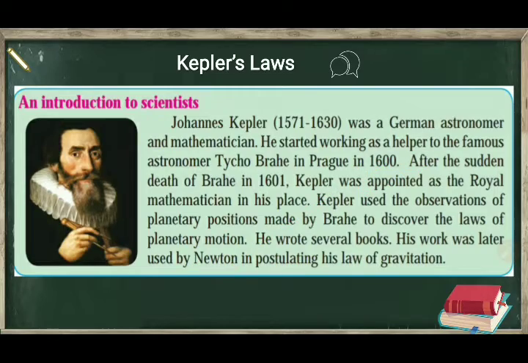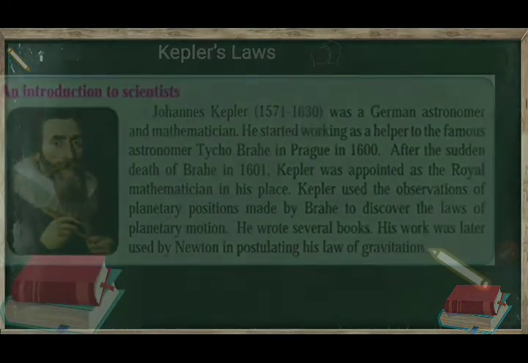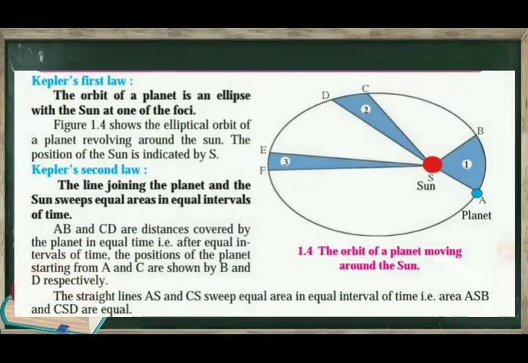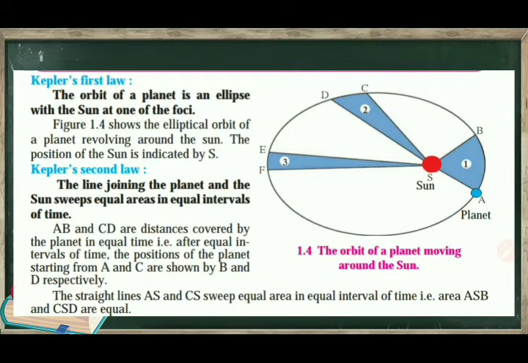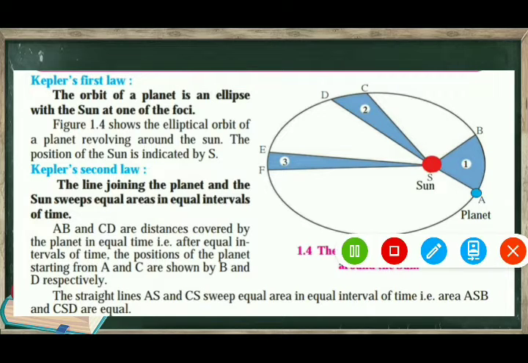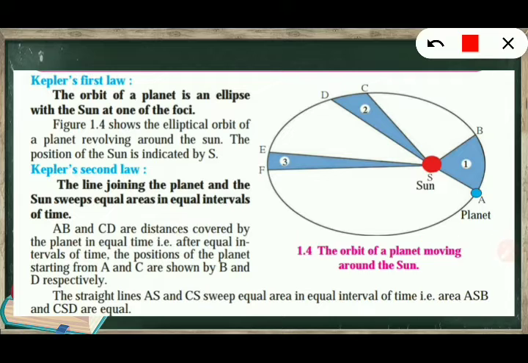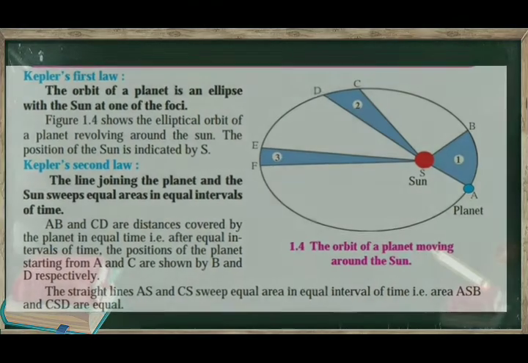Next one, this is an introduction to scientists. We are going to the Kepler laws. First is Kepler's first law. Kepler's first law tells us that the orbit of a planet is an ellipse. Before going to this law, we have to know what an ellipse is.